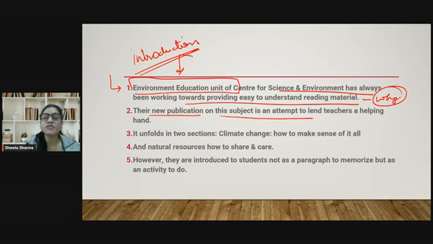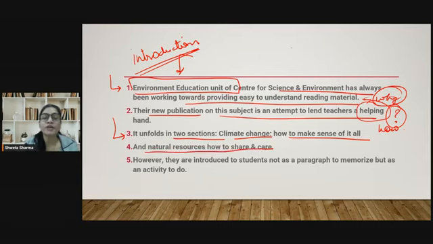The new publication on this subject is an attempt to lend teachers a helping hand. So how is it lending a helping hand? That's our question. How? It unfolds two sections: climate change, how to make sense of it all, and natural resources, how to share and care. So C and D can be clubbed together. We do have the A, B sentences here, but then C and D can be clubbed together.